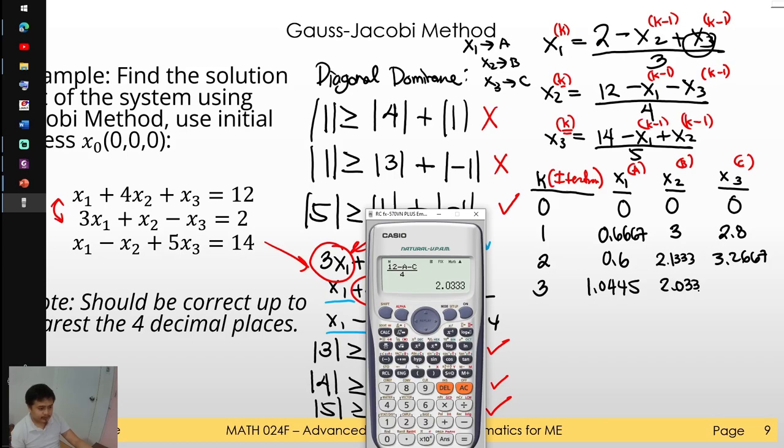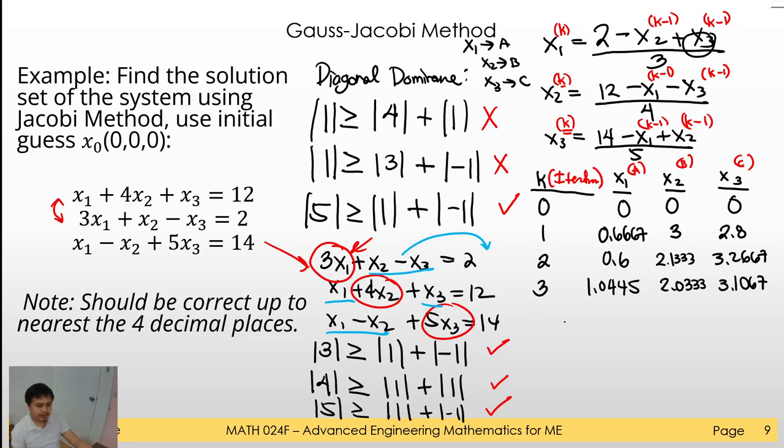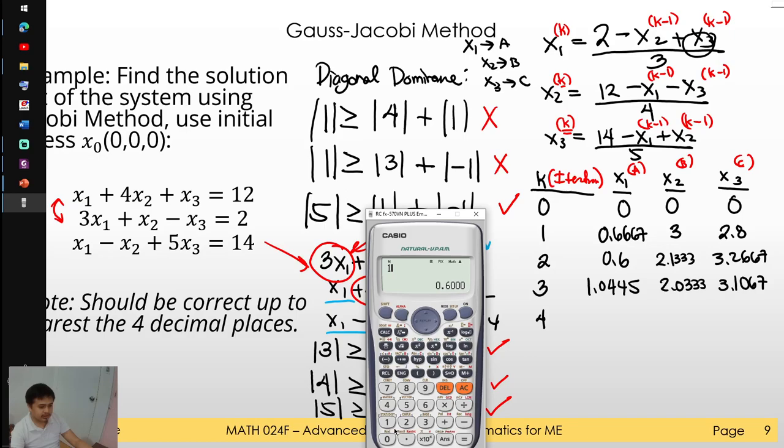Then next one for the third. So X3, we have 14 minus A plus B over 5. So A is 0.6, B is 2.1333. So we have 3.1067. And then, okay, calculate this again. Sorry, not that one. We have to use the 2. So 2 minus B plus C. So calculate this. B is 2.0333 and C here is 3.1067. And so we have 1.0245.